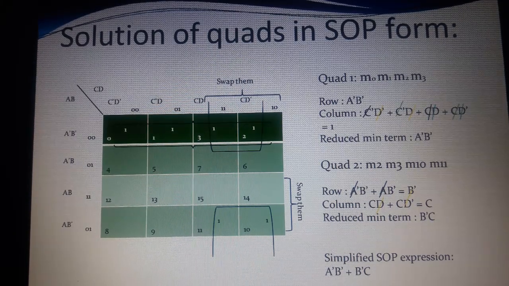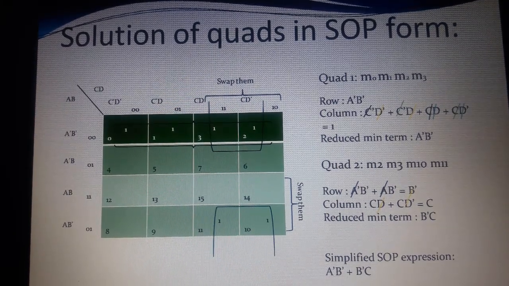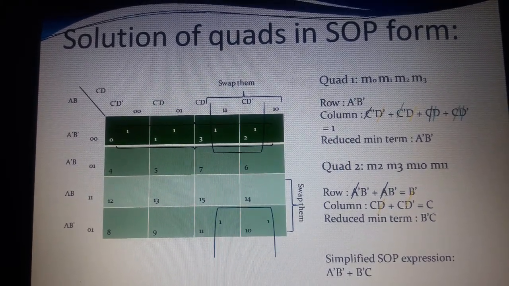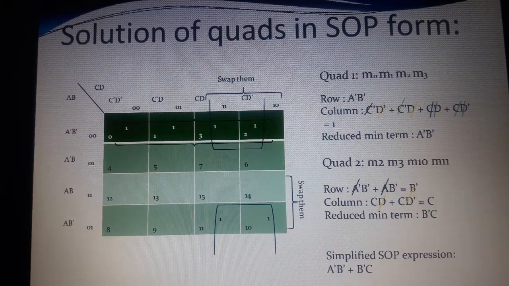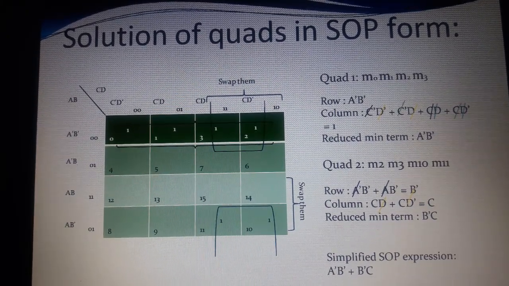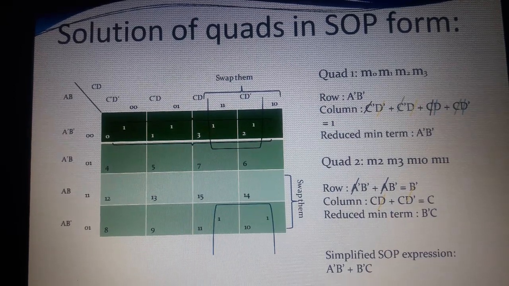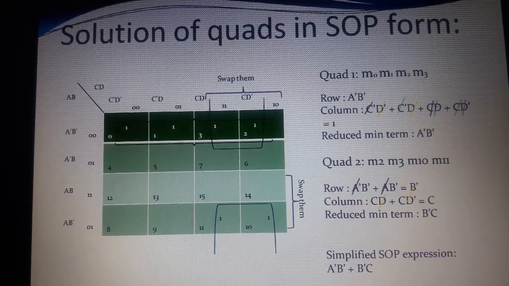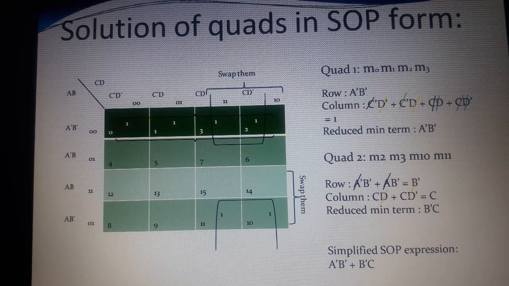When in the POS form all variables are cut together, then you have to write 0. But in SOP you have to write 1. What is the minterm we are getting? A dash and B dash.